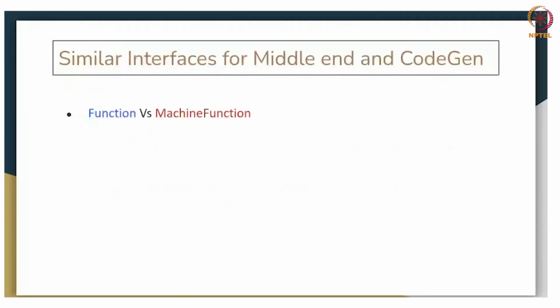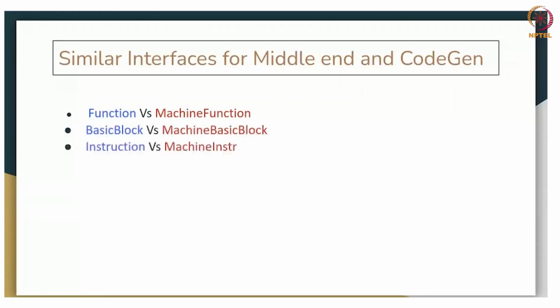If you look at the middle end and then code gen, like IR and MIR passes, there is a Function in IR. What is shown in red is what we are going to see: MachineFunction, MachineBasicBlock, and MachineInstr, the machine instruction class.